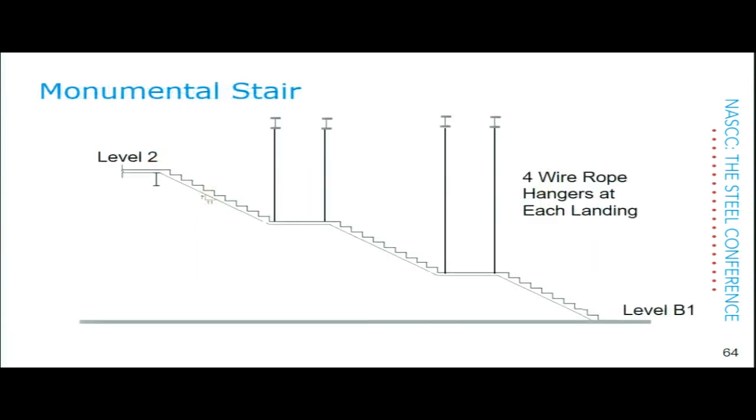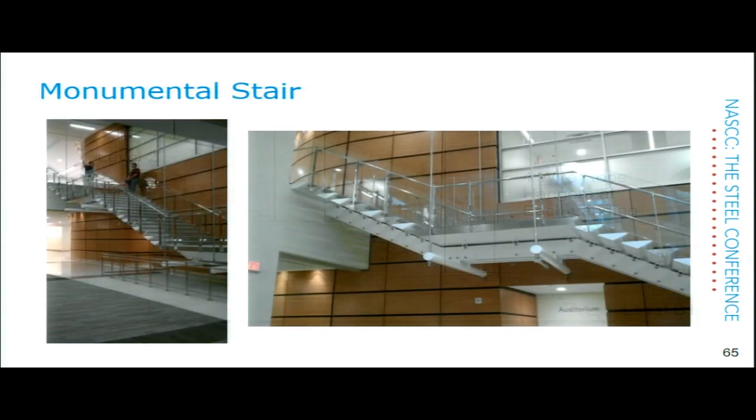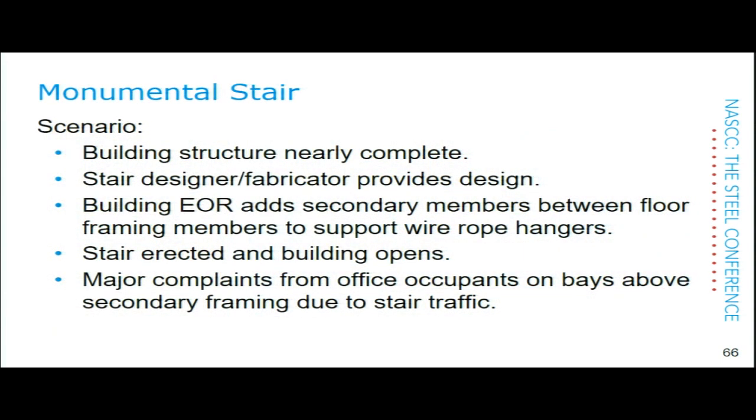This is a monumental stair that Dr. Davis mentioned. This is a plan of the stair. There were 4 cables at each one of these landings, wire ropes, to support the landing. Beautiful stair. You can see it here, and there's the wire rope. What happened? The building structure was nearly complete when the stair designer, fabricator, finally provided a design for the stair with the wire rope. The engineer of record for the building just added some secondary members up underneath the slab above. Didn't think anything about vibration. Didn't think that somebody walking up and down stairs could cause a problem. The stair was erected, the building opened, and instantly there were major complaints from the people in the offices on the floor above.